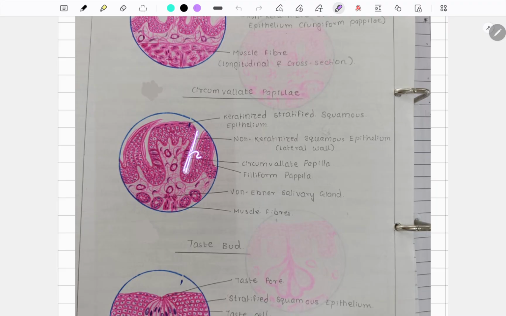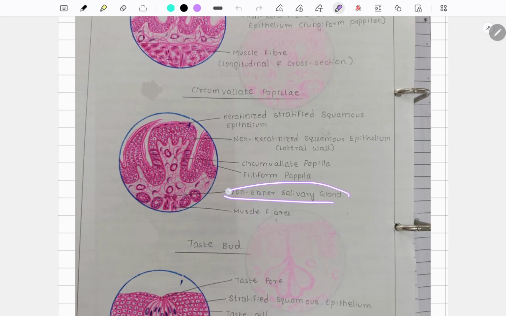Then circumvallate papillae. In this, the lateral wall will be non-keratinized squamous epithelium, but above there will be the presence of keratinized stratified squamous epithelium. Then there will be the presence of taste buds on the lateral walls of the circumvallate papilla. Also you can see salivary glands like von Ebner salivary glands and muscle fibers.